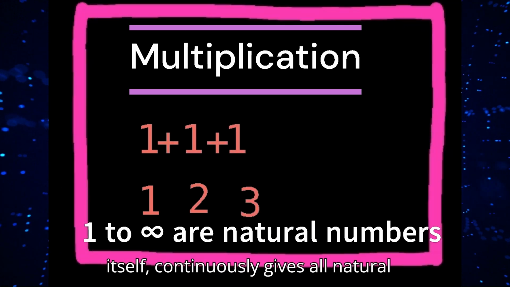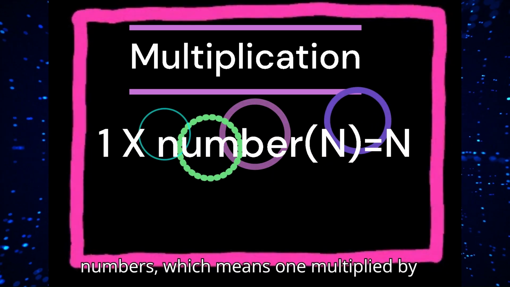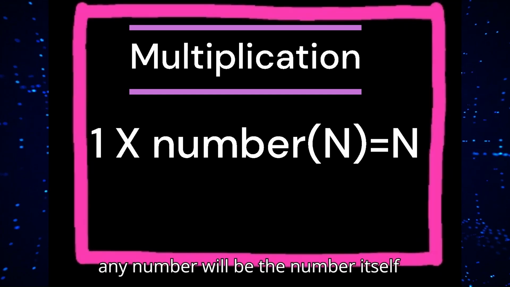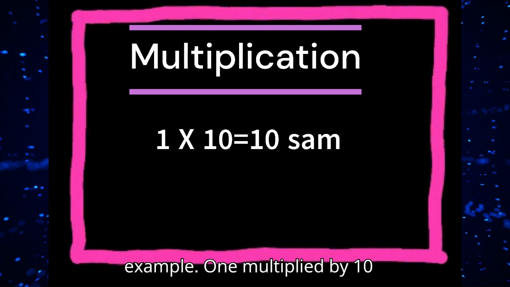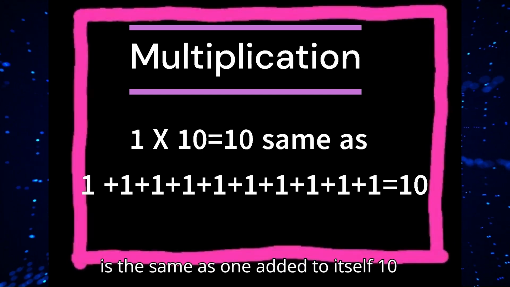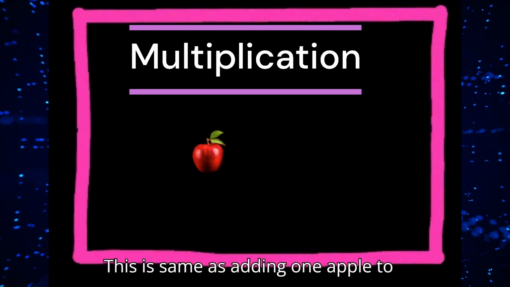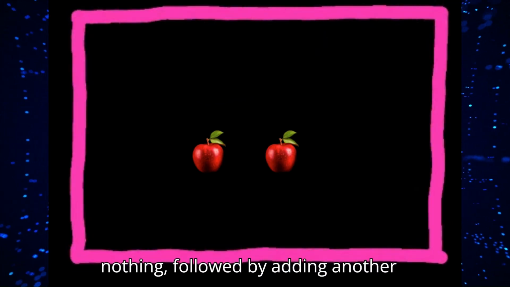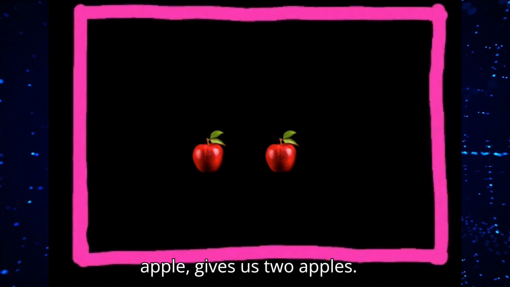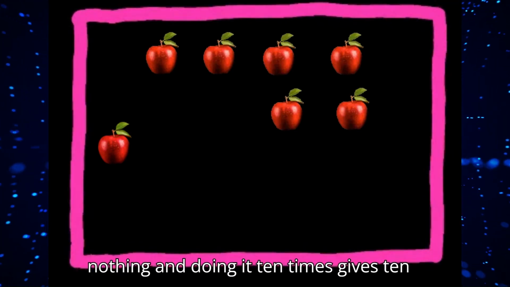1 when added to itself continuously gives all natural numbers, which means 1 multiplied by any number would be the number itself. Example: 1 multiplied by 10 is the same as 1 added to itself 10 times, giving a total of 10 as the answer. This is the same as adding 1 apple to nothing, followed by adding another apple, which gives us 2 apples. Repeating the addition of 1 apple to nothing and doing it 10 times gives 10 apples.